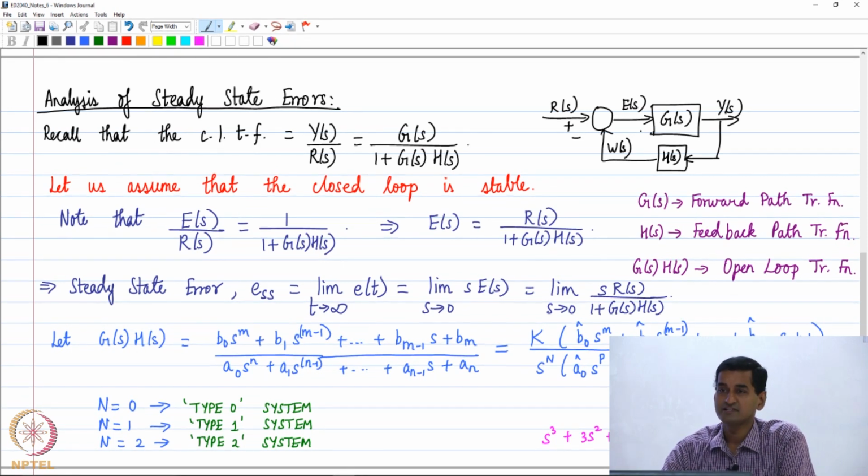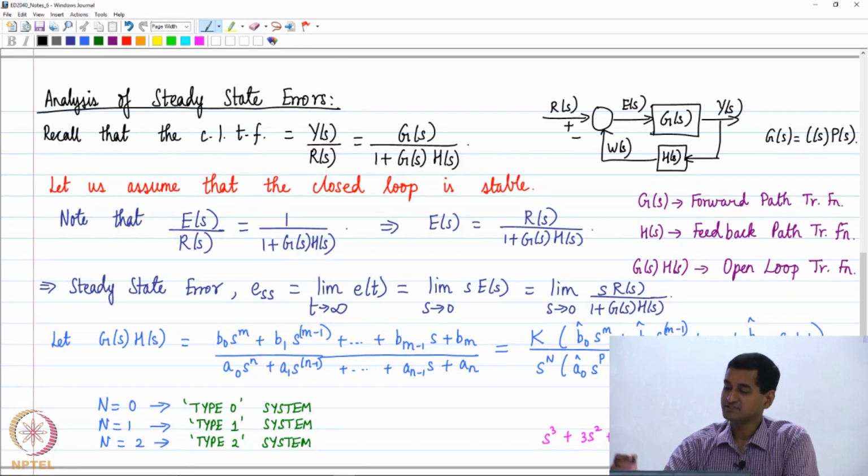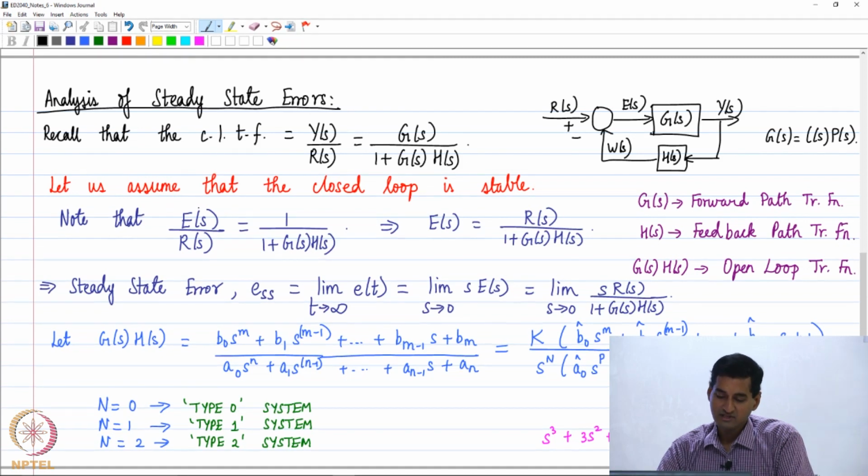So, let us say we consider the standard negative feedback system whose block diagram is represented like here, right. So, here G of s was essentially C of s times P of s, right. So, G of s is the forward path transfer function, H of s is the feedback path transfer function, and G of s H of s is the open loop transfer function, right. So, we figured out that the closed loop transfer function was G of s divided by 1 plus G of s H of s, and the transfer function E of s divided by R of s is going to be equal to 1 divided by 1 plus G of s H of s, right.